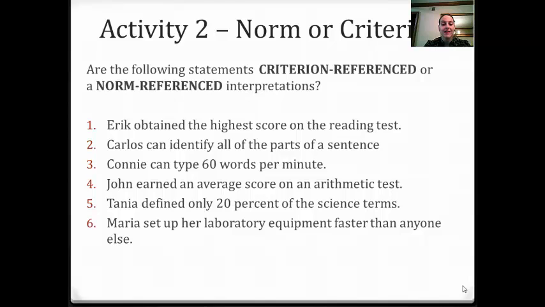Okay, so number 1: Eric obtained the highest score on the reading test. Norm-referenced, because the highest score is about the comparison, not the meaning of the information on the test, such as how fast he could read, for example. Number 2: Carlos can identify all the parts of a sentence.